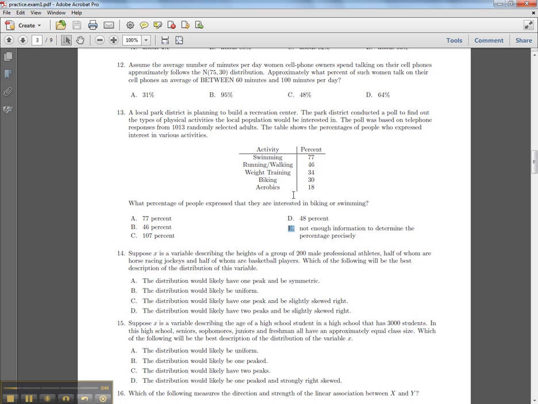So anytime you have a table like this that says percent and it's not equal to 100%, and they don't tell you the reason it's not 100%, then there's not enough information. So 13 is the E.